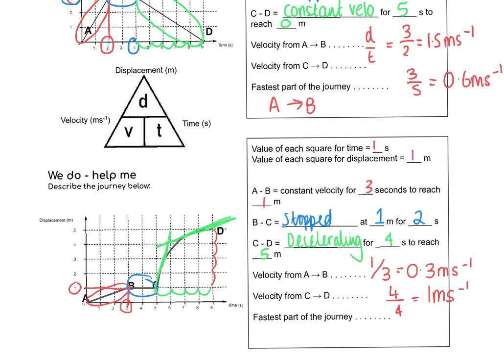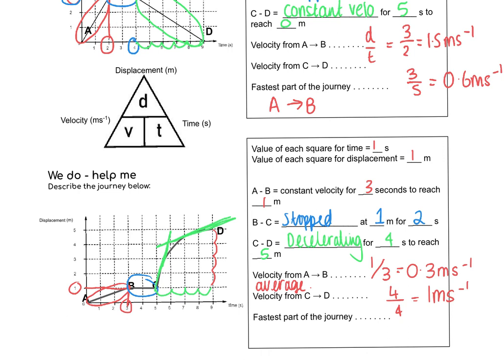I will point out there that it should actually say average velocity from C to D. So because it's decelerating, that is an overall using the total displacement, total distance and total time that it's travelled. It will change. We'll have a slightly higher velocity at the beginning and a lower velocity at the end, but it averages out at 1 metre per second.